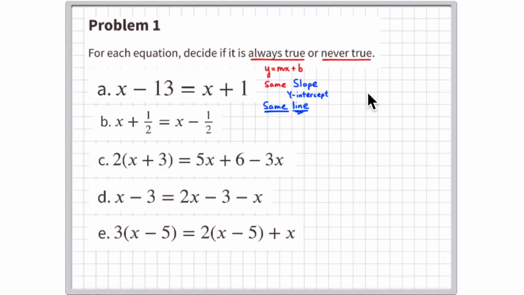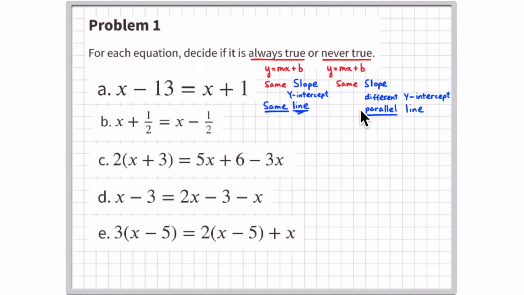On the other hand, if there is no value of x that will make the equation true, so the equation is never true, it will have the same slope, but it will have a different y-intercept. So there'd be parallel lines. As I look at the expression on one side and graph that as a linear equation, that will give me a line. On the other side, also a line, but those lines will be parallel.